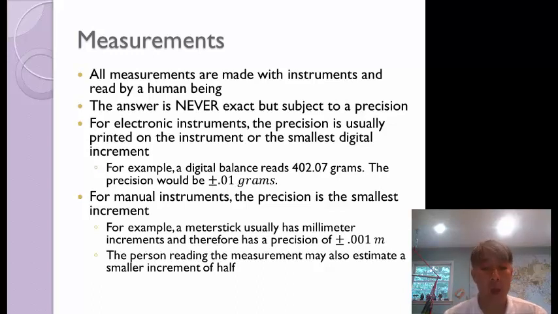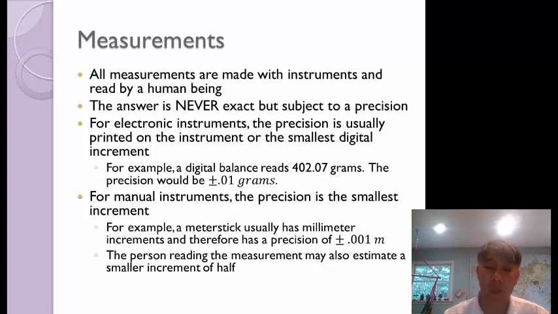The precision then would be plus or minus 0.01 grams, because that's the smallest digital increment that we could have. For manual instruments, the precision is going to be the smallest increment printed on the meter stick or graduated cylinder or whatever the instrument happens to be. For example, the meter sticks that we have in the lab have millimeter increments, and therefore they have a precision of a millimeter, or plus or minus 0.001 meters.